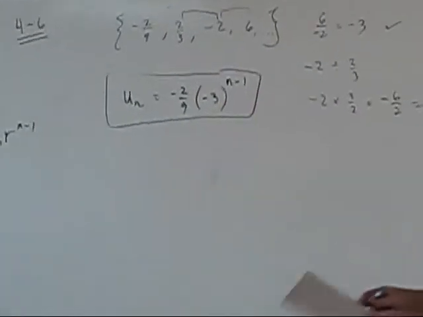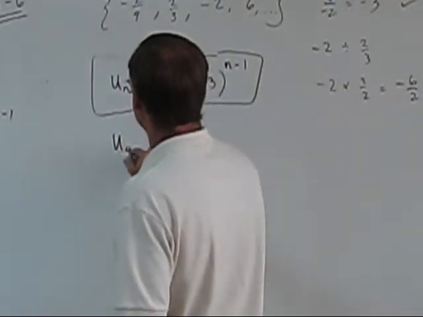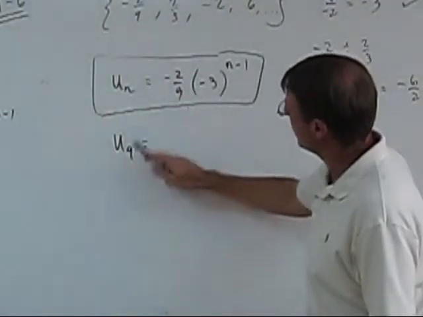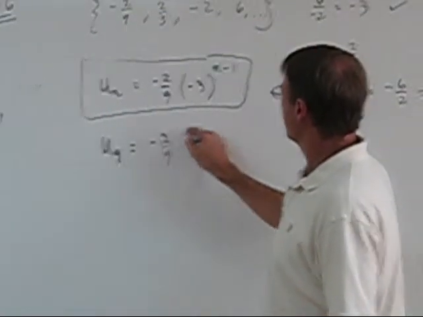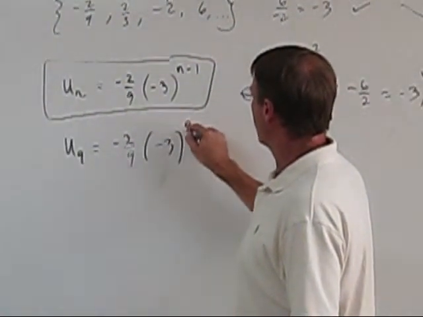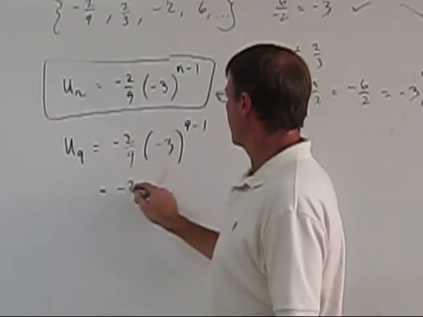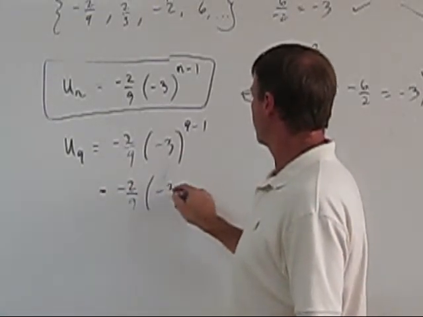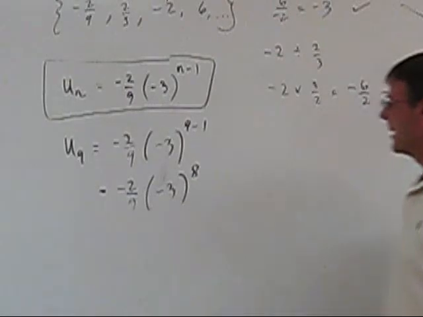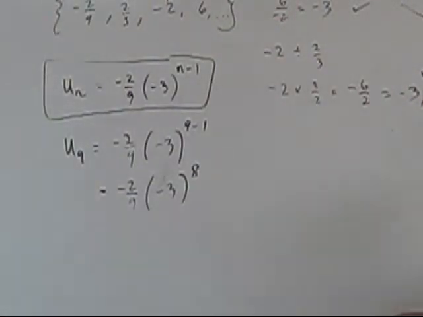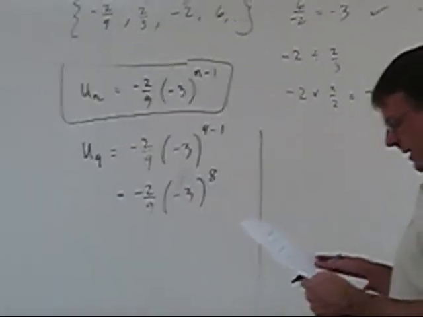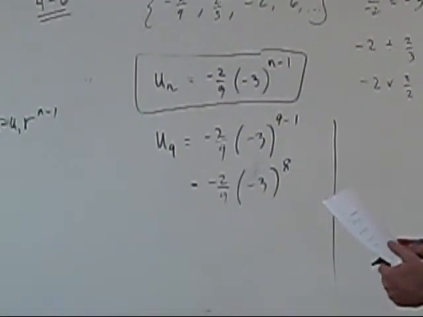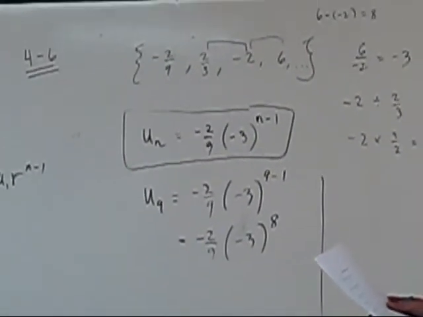Okay, in number 5, it's asking you to find u9. u9 comes from replacing the n with a 9. So negative 2 over 9, negative 3 to the 9 minus 1. That's negative 2 over 9 times negative 3 to the 8. And I'll let you do that in your calculator if you like. Okay, so that's number 5. And then number 6.